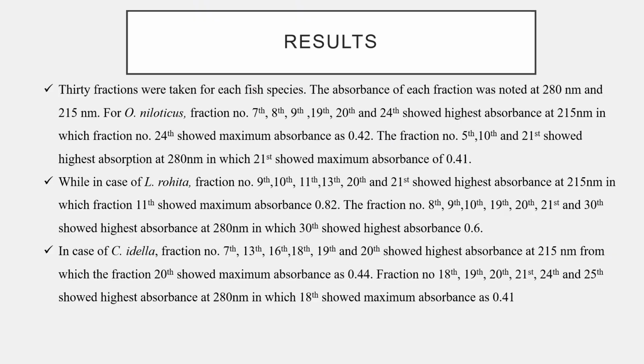Results. The results obtained from the purification of glycoprotein from 3 fish species show that 30 fractions were taken from each fish species. The absorbance of each fraction or elution was noted at 280 nanometer and 215 nanometer. The 3 fish species Oreochromis niloticus, Labiorhita, and Dinofrangdon adila were used for this experiment, and the glycoprotein was isolated from the skin mucus of these 3 fish species.